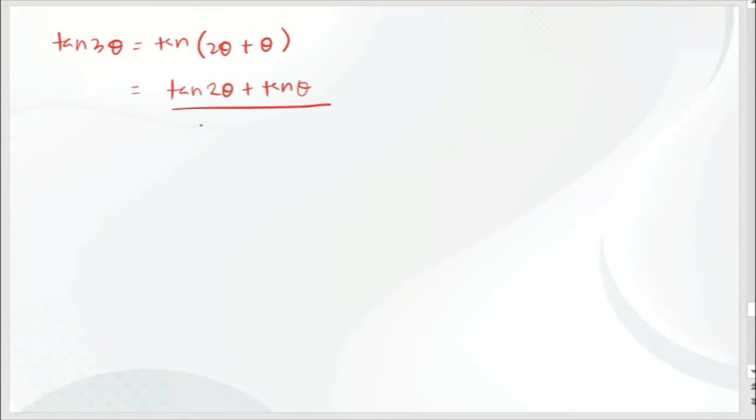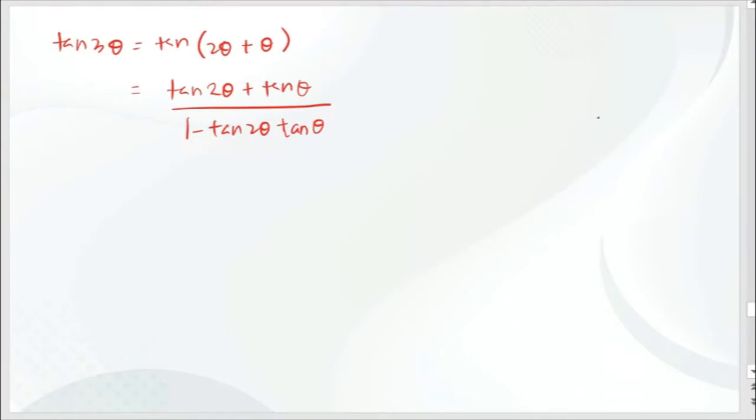So now we have to use the information. Tangent 3 theta equals, using the addition formula for tangent, tangent 2 theta plus theta. Okay, then we change it. It will become tangent 2 theta plus tangent theta, just using the formula, over 1 minus tangent 2 theta tangent theta.